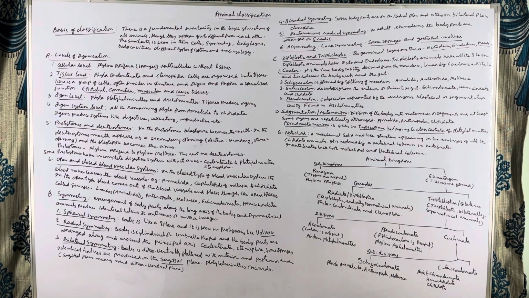Then, organ level. Tissues group together and form organs. And organ level of organization is seen in phylum Platyhelminthes and phylum Aschelminthes.